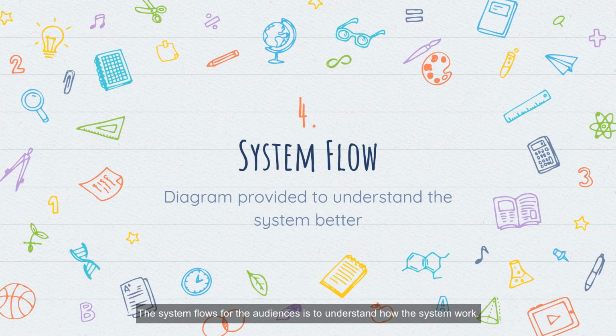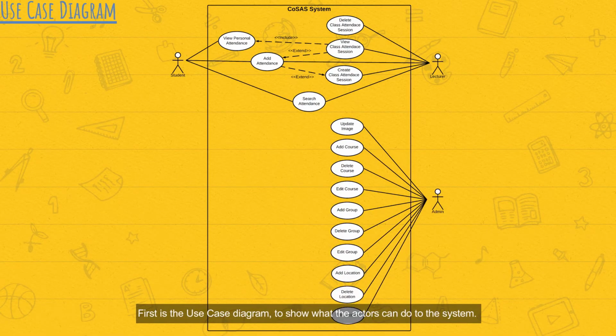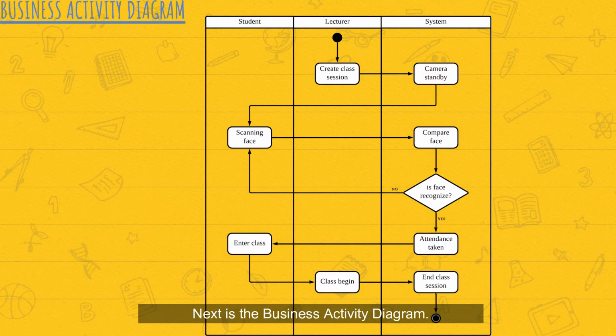The system flow is for the audience to understand how the system works. For presentation purposes, there are only two diagrams that I included in the next slide. First is the use case diagram to show what the actors can do to the system. There are a total of 16 functions and 3 different actors. Next is the business activity diagram. Here, we can see the flow of the system from creating the class until the end of the class session.